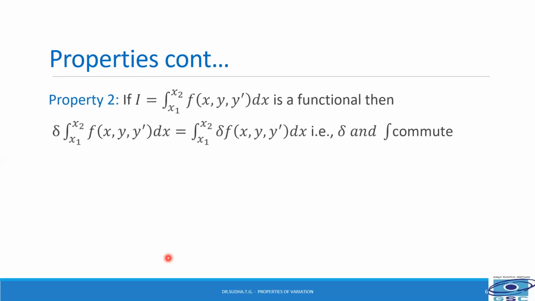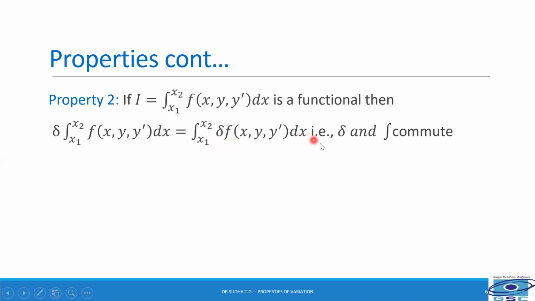Now let us look into the second property. What does this second property say? If I is equal to integral x1 to x2 of f of x comma y dash into dx, we know that this is a functional. Then variation of this functional, that is delta of integral x1 to x2 of f of x comma y dash dx, is equal to integral x1 to x2 of variation of f.